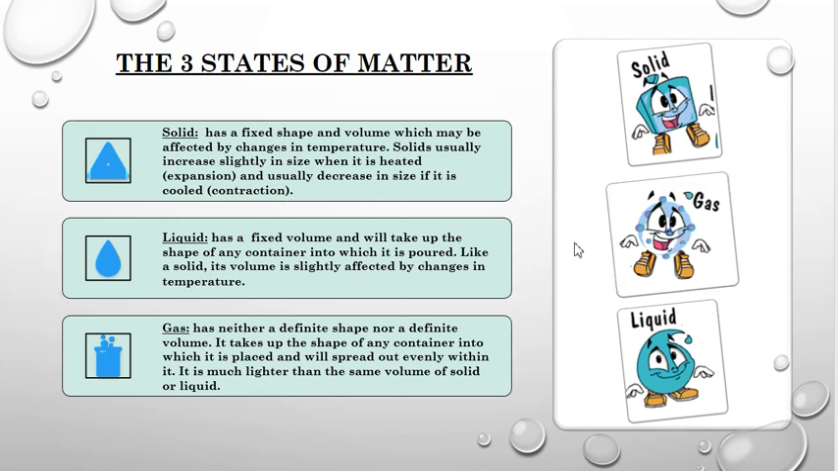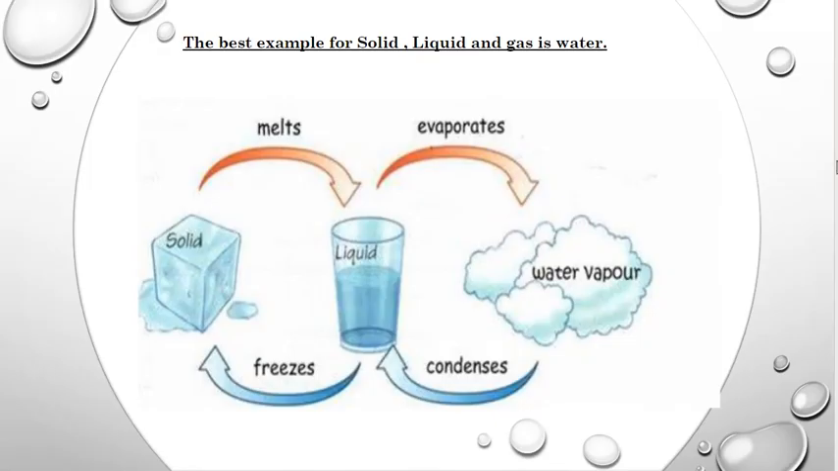So the best example, if you ask me, for solid, liquid, and gas is water. How? When we freeze the water, it gets ice, right? When we want an ice cube, we pour the water in the ice cube tray and we freeze it. When we freeze it, we get it in the form of solid, that is ice. What if we melt it again? We get liquid, and by even heating it up more, the water evaporates and we create water vapors.